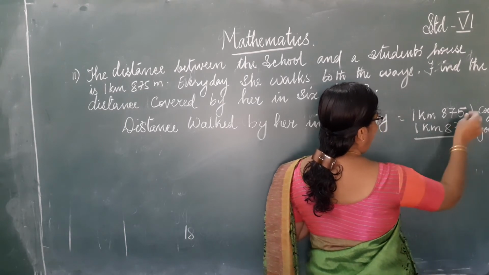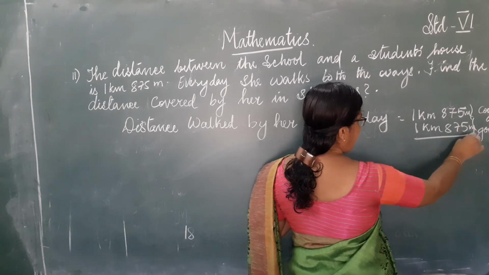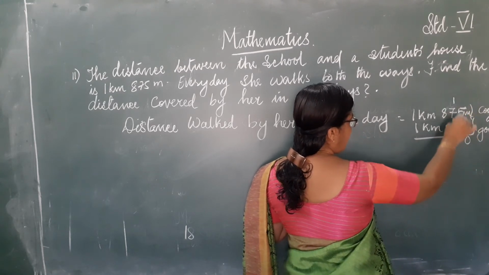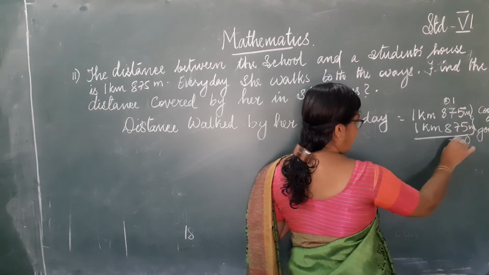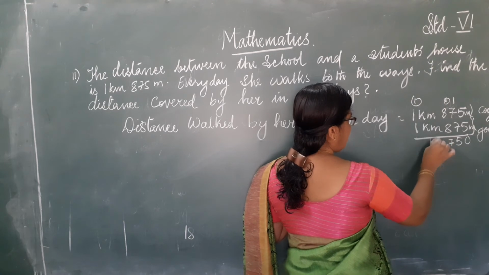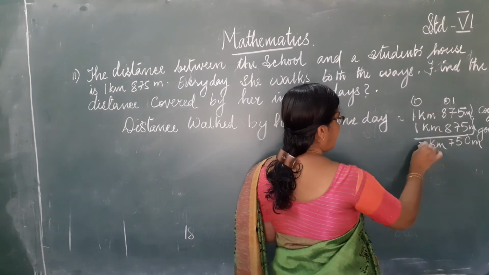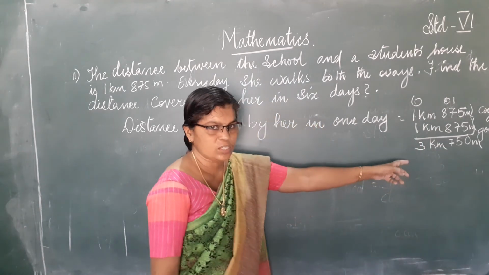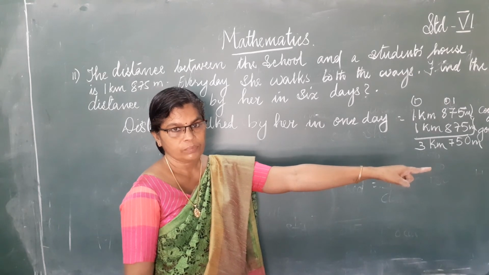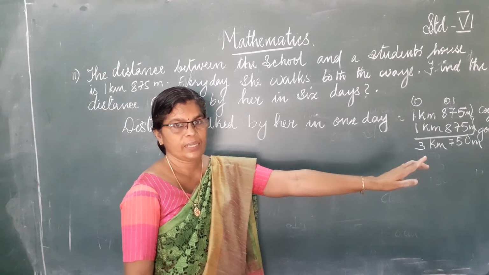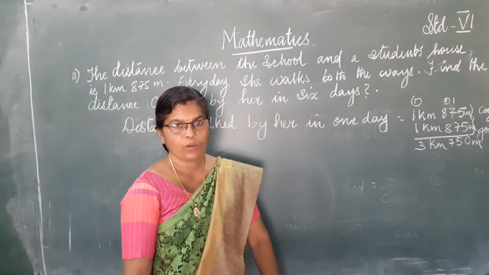So total we can find: 5 plus 5 is 10, 7 plus 7 is 14 plus 1 is 15, 8 plus 8 is 16 plus 1 is 17, then 1 plus 1 is 2 plus 1 is 3. So in one day she has to walk 3 kilometer 750 meter. Then we have to find for 6 days.